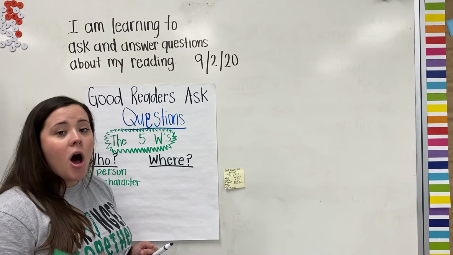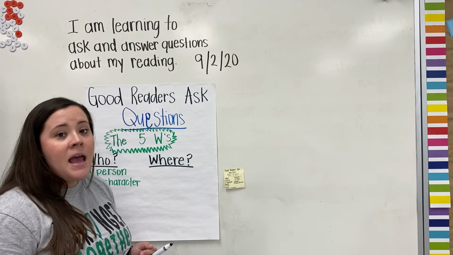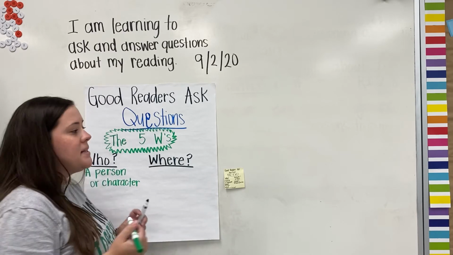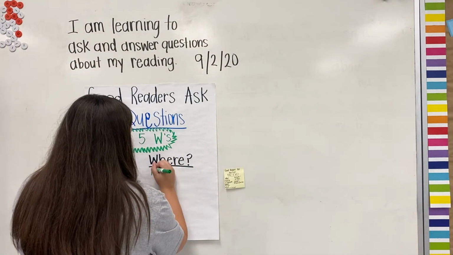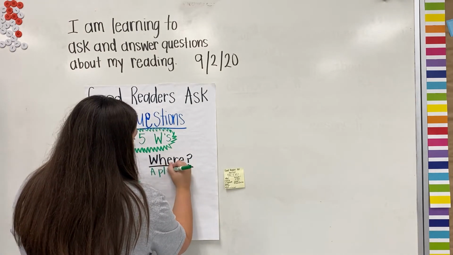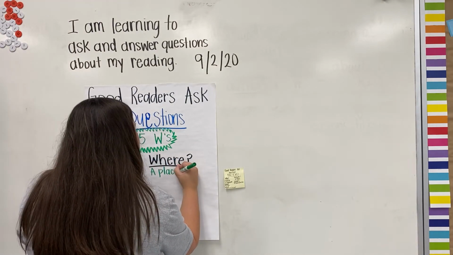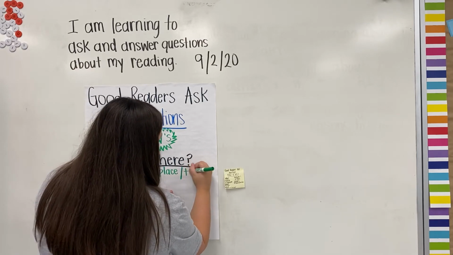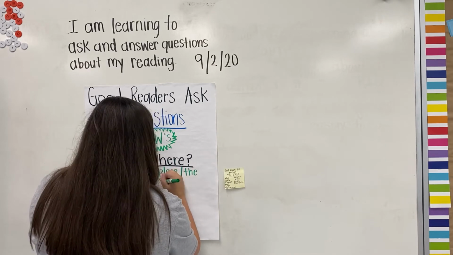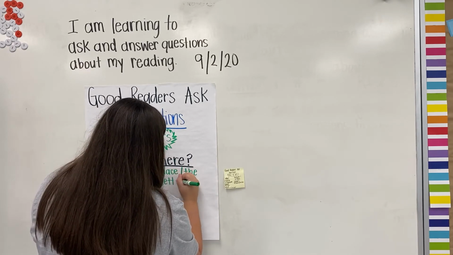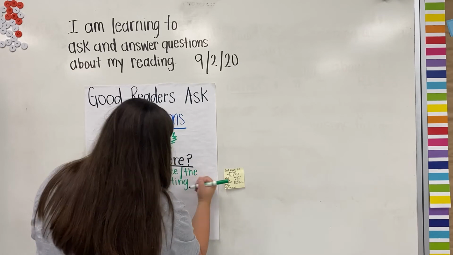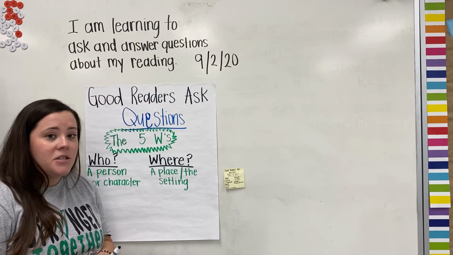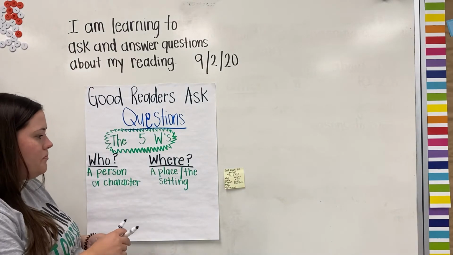Sometimes a story won't always tell you where the story is happening, and you have to use your picture clues in your brain to think about where is my setting. So I'm going to put a place, and then I'm going to put a slash and put the setting. Remember, I want you to be copying this. If I'm going too fast, you can pause the video to copy it down.